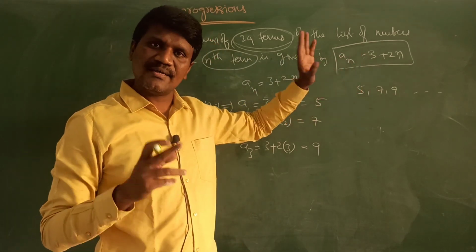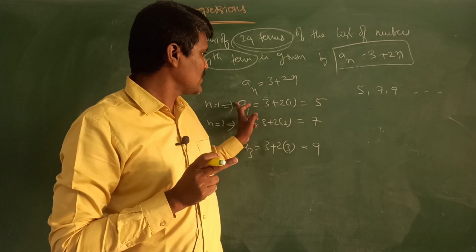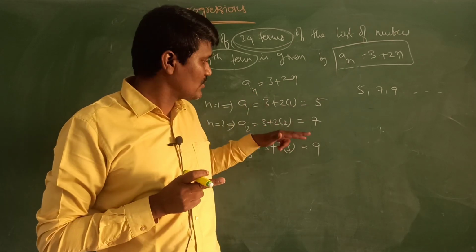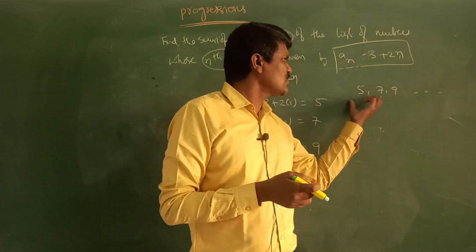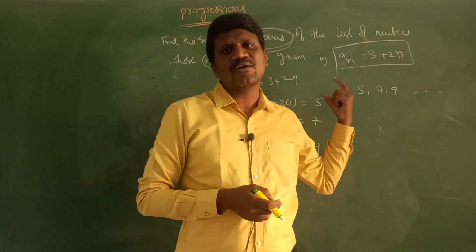By substituting the n value. N value 1 means first term. N value 2 means second term. N value 3 is the third term. So this is a way to find out the series. If you know the series, then you can easily find out S24 and all.